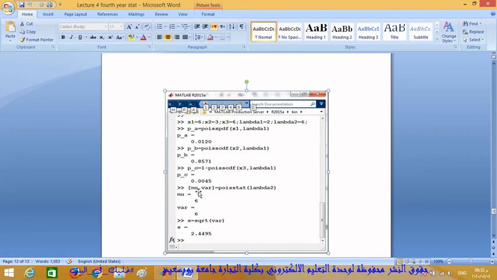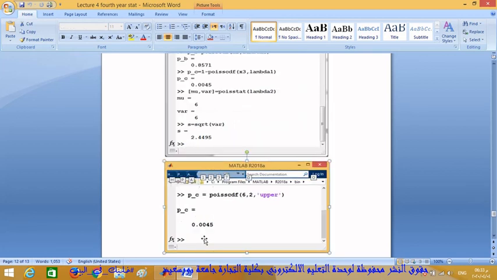Number D: the average or the mean and the variance are given by poisstat of lambda. Which lambda? Lambda 2, the adjusted lambda, which equals 6, which is 3 multiplied by 2. So with poisstat, mu, the mean or the average, equals 6, and the variance also equals 6. So the standard deviation, denoted by S, equals sqrt, the square root function, of var. Var means variance. So the standard deviation equals 2.4.